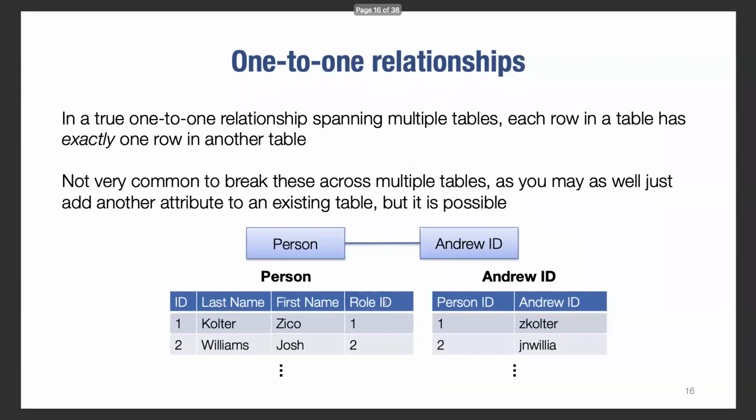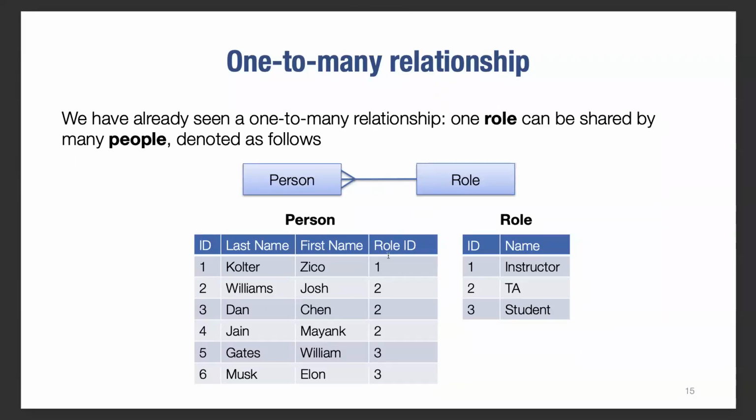That's it. And we can see here, role one is only held by one person, but it doesn't mean Williams cannot be an instructor as well. As we can see, three people have the same role, TA. So this one role is shared by many people: Williams, Dan, and Jane. Do you understand? And the student role is shared by many people, Gates and William. Sorry, Gates and Musk. Does that make sense? I think it's very simple.